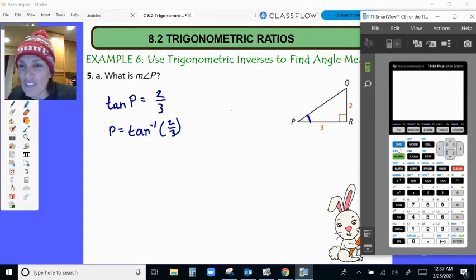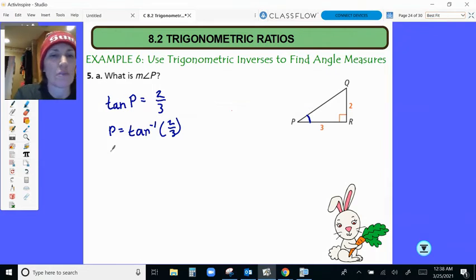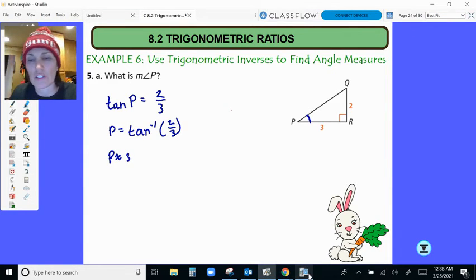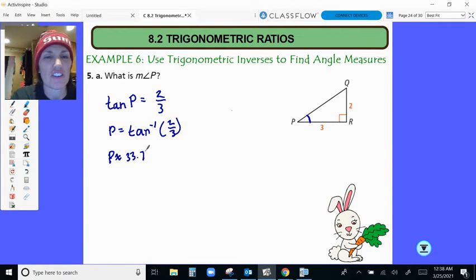So second function, tangent, inverse tangent. I'm just going to put 2 divided by 3. Whoops, I think I put in too many parentheses. There we go. So 2 divided by 3, and it's about 33.7. Round to the nearest 10, so P is about 30. Now I can't remember what it was. 33.7. Yeah, 33.7 degrees. And that is my angle.